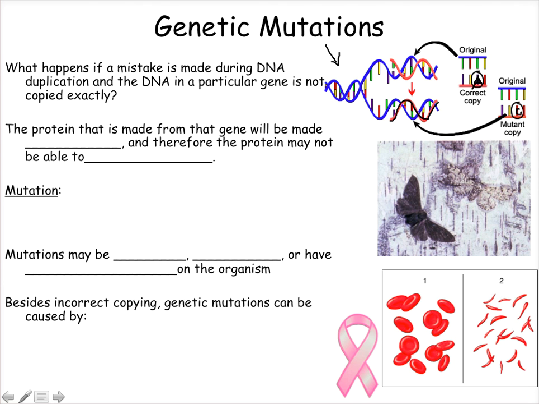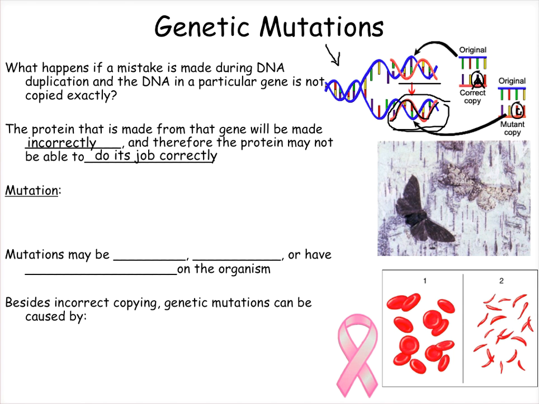It's supposed to be an A, people. Okay, so if you put the wrong base in, now the instructions for making the protein that are contained within that gene are wrong. At least they're wrong in this DNA copy. They're still correct in this DNA copy. But the cell that gets this copy of the DNA will have the mutant copy, the incorrect sequence, and therefore the instructions for making the protein are incorrect. If the instructions are incorrect, then the protein that is made is going to be made incorrectly, and therefore the protein may not be able to do its job correctly.